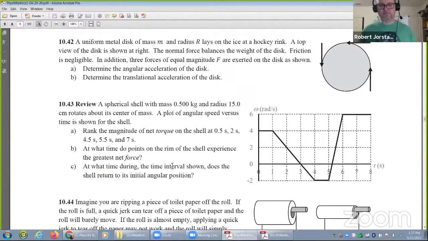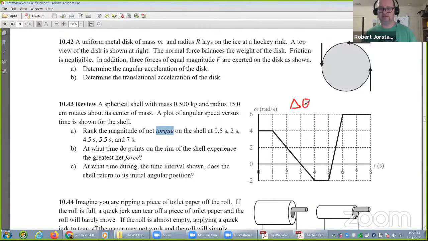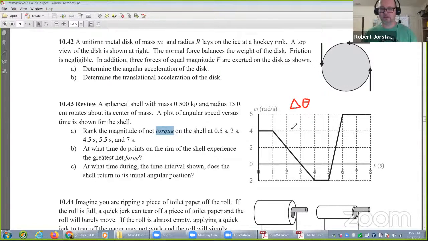Look at this one. We started out this chapter by talking about angular kinematics. Here's a plot of omega versus time. What is something that you can get from omega versus time plots that relates to torque? I could think of two things you can get from an omega versus t plot pretty easily. What's one of them? You can get theta. You can get delta theta. Does that relate directly to torque so far as you know right now? No. Okay.